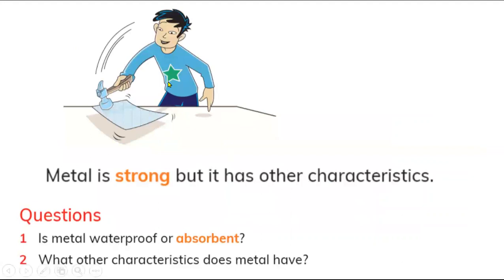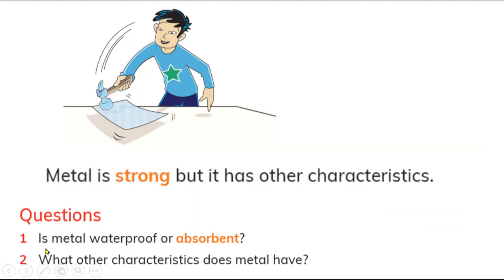Let's look at the metal. Can you see the metal? The boy is holding this hammer, made of metal. So metal is strong. Metal is the material and the property is strong. Metal is strong, but it has other characteristics. What are the other properties? Metal is hard, strong, rigid. Some metals are shiny and some metals are dull.